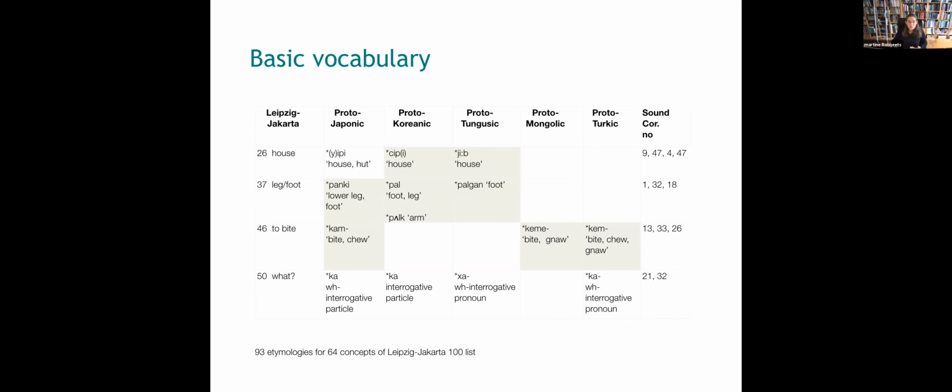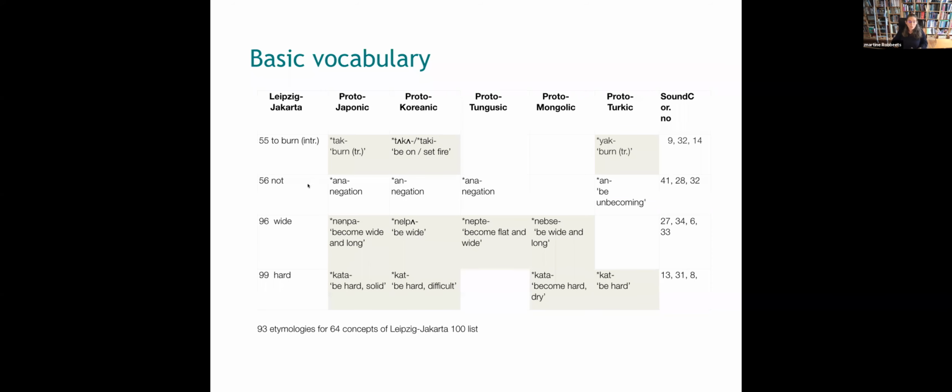For the Trans-Eurasian languages, I researched the Leipzig-Jakarta 100 list, so 100 basic vocabulary items. And we find that there are 93 etymologies for 64 concepts of this basic vocabulary list relating the Trans-Eurasian languages: Japonic, Koreanic, Tungusic, Mongolic, and Turkic. Here I give 8 examples, the etymologies for house, leg, foot, to bite, what, to burn, not, white, and hard.